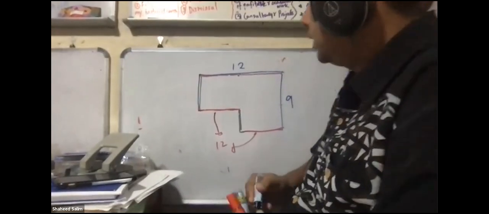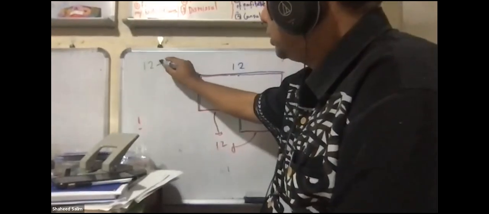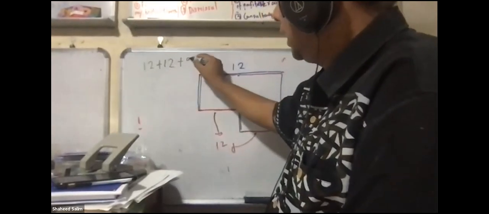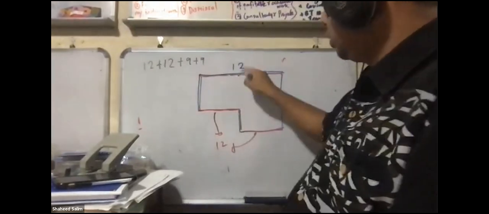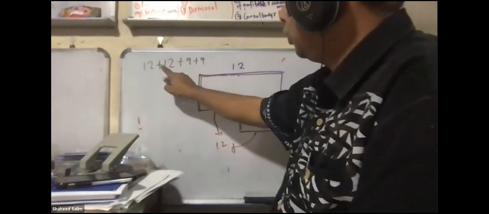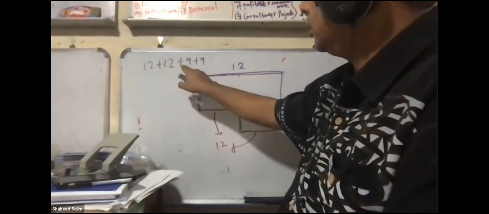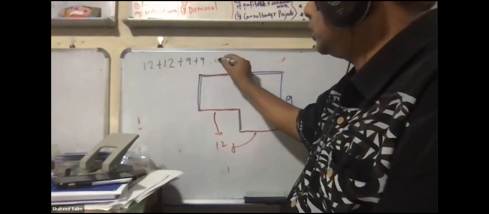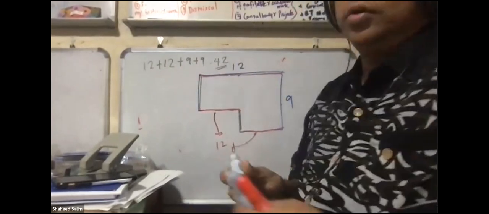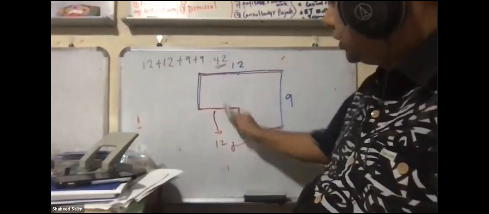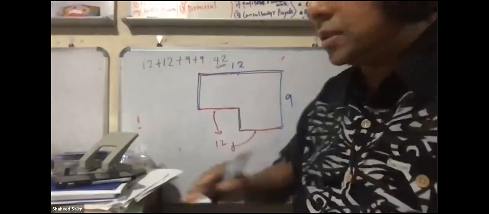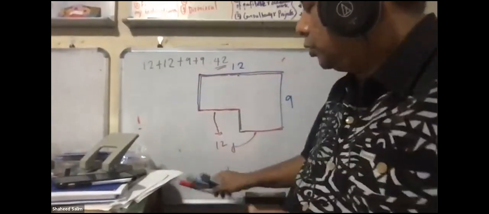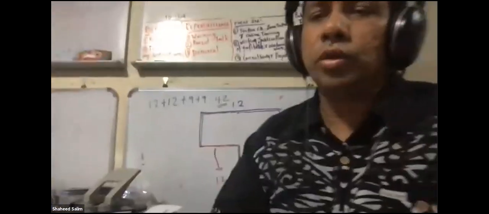So I just need to get 12 plus 12 plus 9 plus 9. 12 plus 12, 24. 24 plus 9, 33. 33 plus 9, 42. Just now we got 42. No? Notice I don't need all these other numbers actually. Sometimes, in this case, we don't need. So now you try the next one.